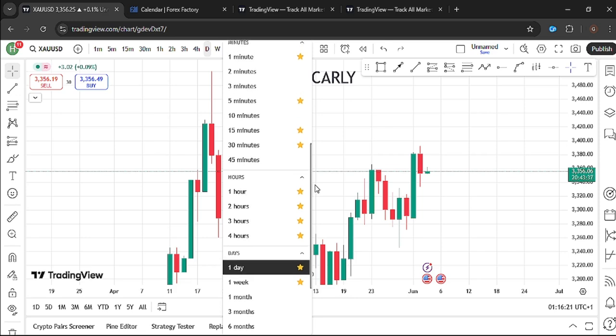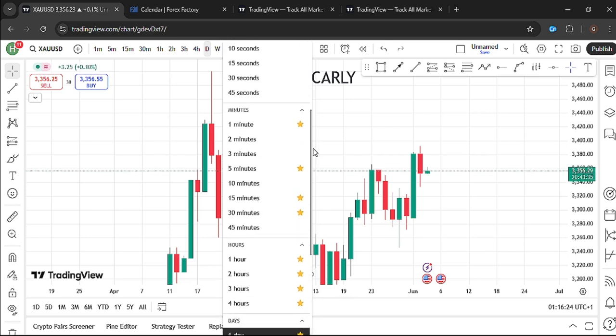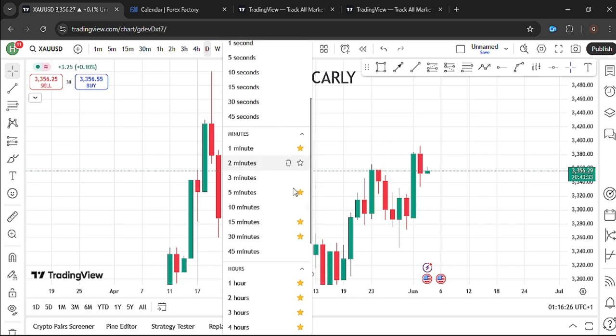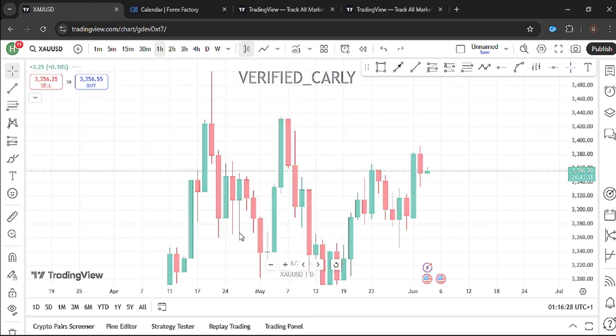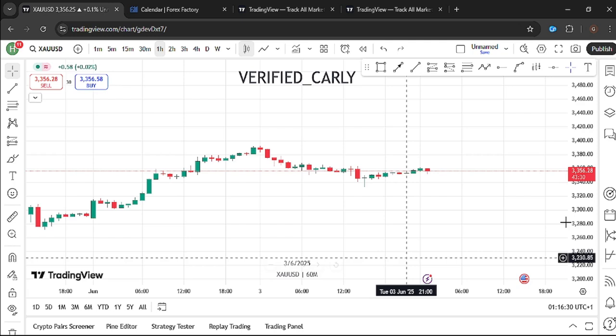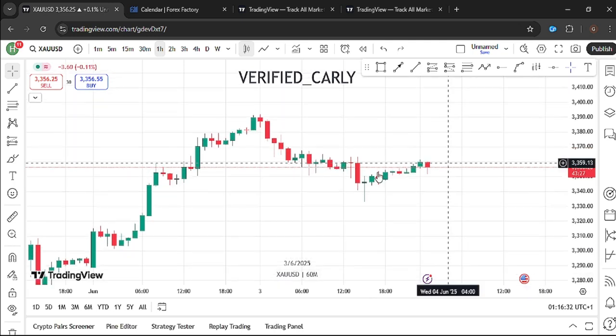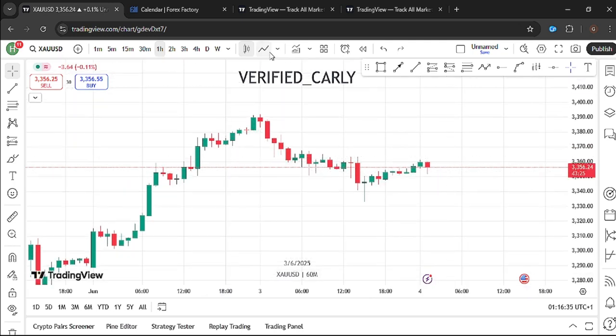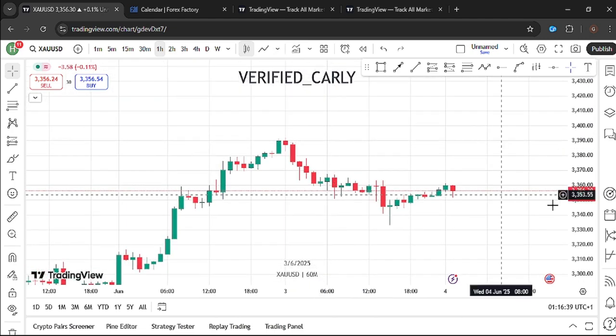So look at the time frame, different time frame depending on the one you want. So let's move to the next. The next is bar style. So as you can see, it's bar style, right? So this is the style of your chart.